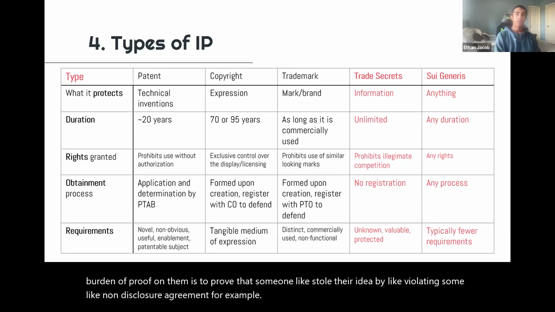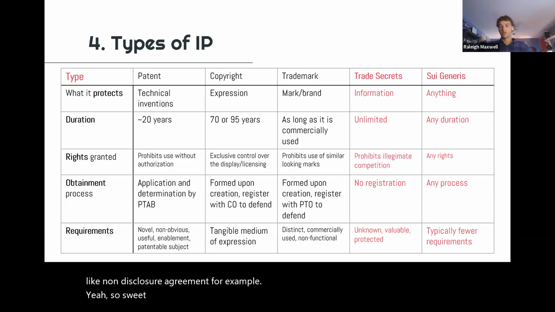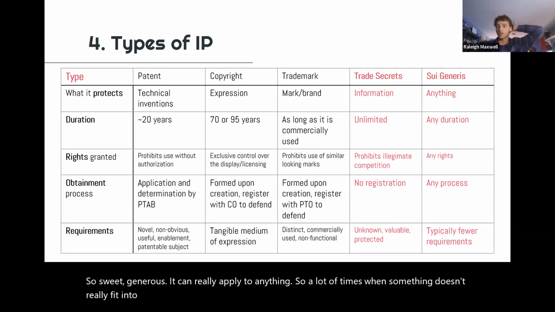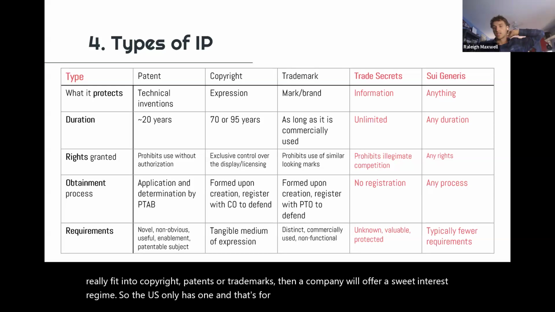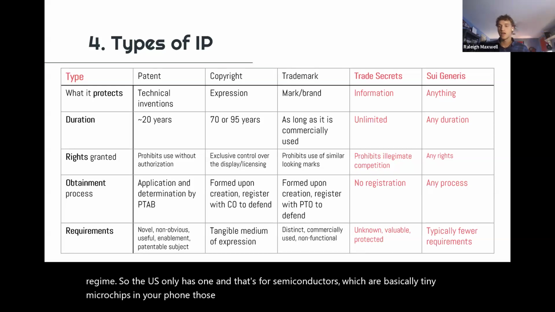Okay. Could you give one example of sui generis though? Yeah, so sui generis can really apply to anything. A lot of times when something doesn't really fit into copyright, patents, or trademarks, then a company will offer a sui generis regime. So the US only has one, and that's for semiconductors, which are basically tiny microchips in your phone. People aren't really sure whether they are patents, copyrights, or trademarks because they're kind of in between.